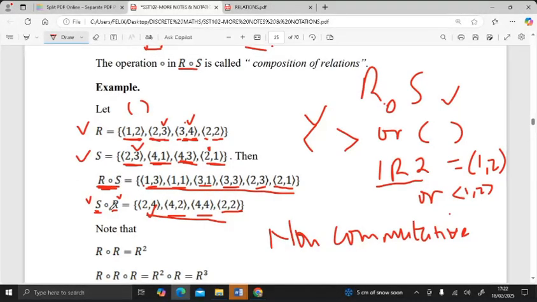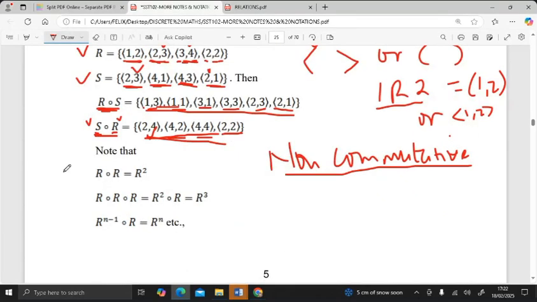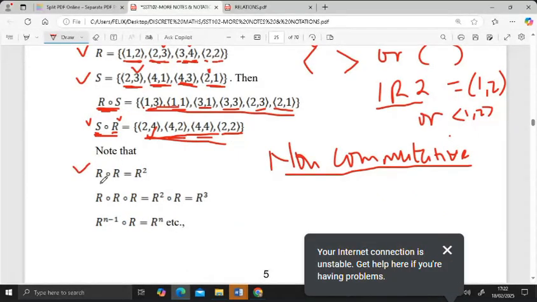Those are the members. When you compare these two, you notice that R composition S is not equal to S composition R. As you can see, the members of these are different from the members of this. And therefore, we say that a composition of relations is non-commutative.